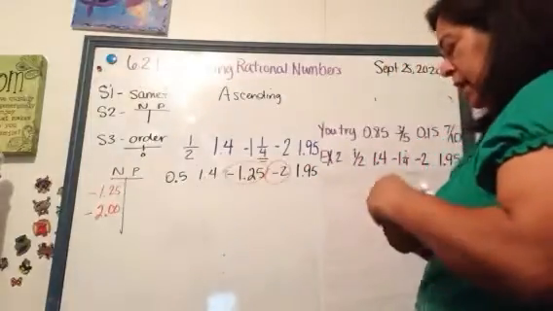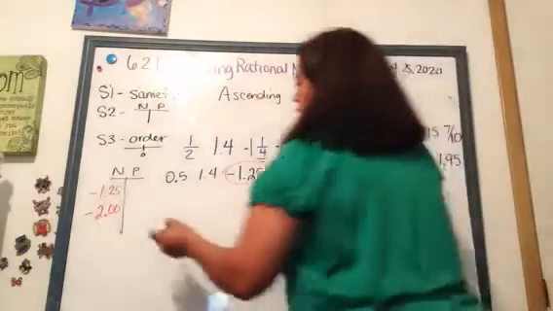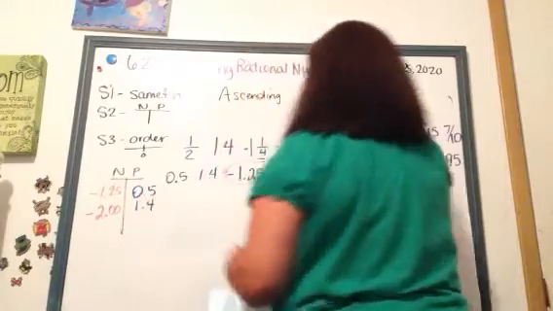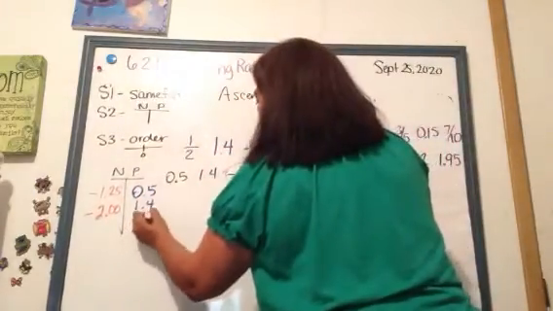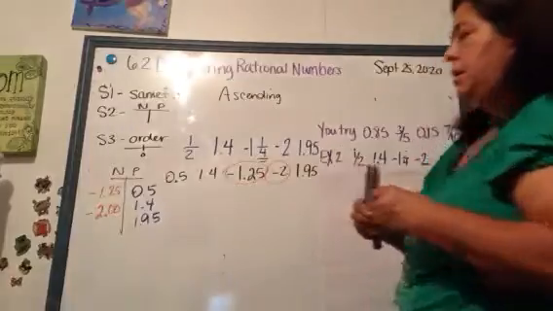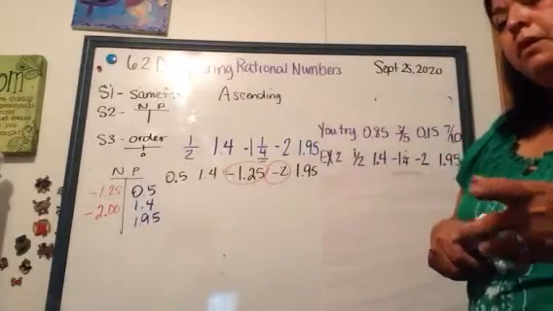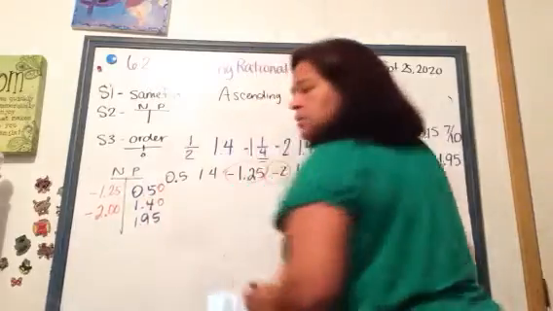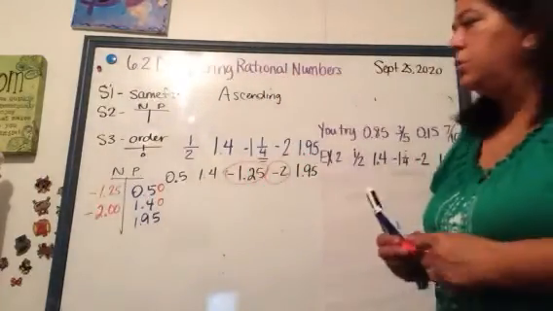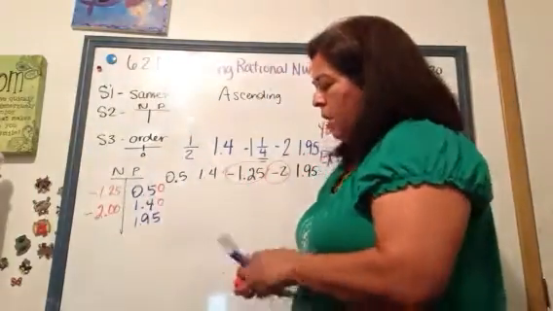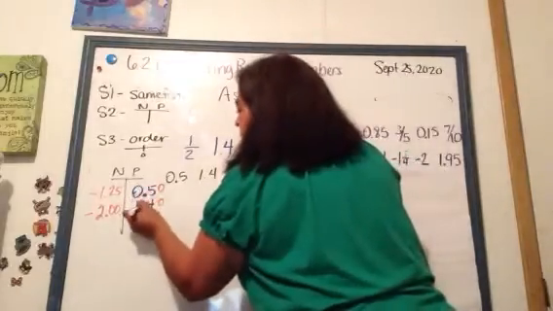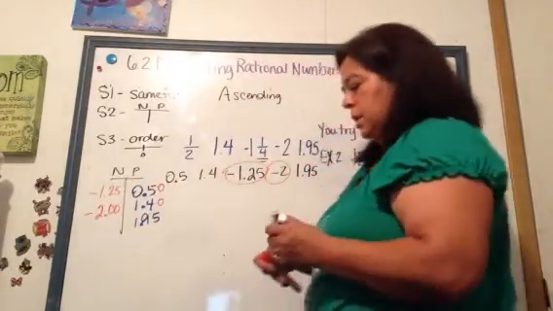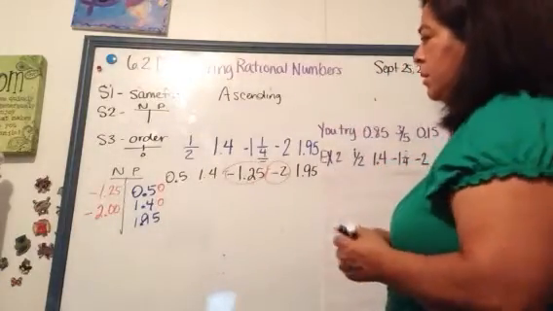On the positive side, I have 5/10, I have 1 4/10, and I have 1 95 hundredths. Oh, are you telling me I forgot to do something? I need to go back and add my zeros. That's right. I want to put those zeros as placeholders because it's easier to compare when I have the same amount of digits behind the decimal. So now I'm ready to put them on a number line and order them.